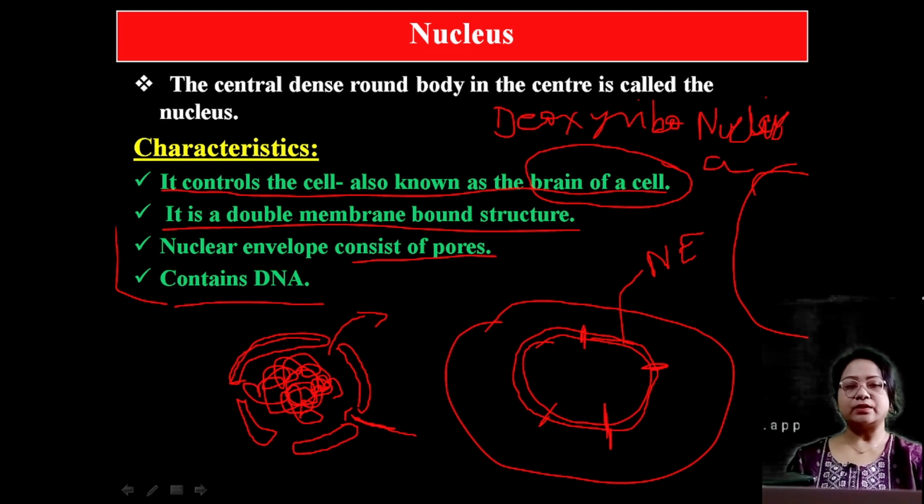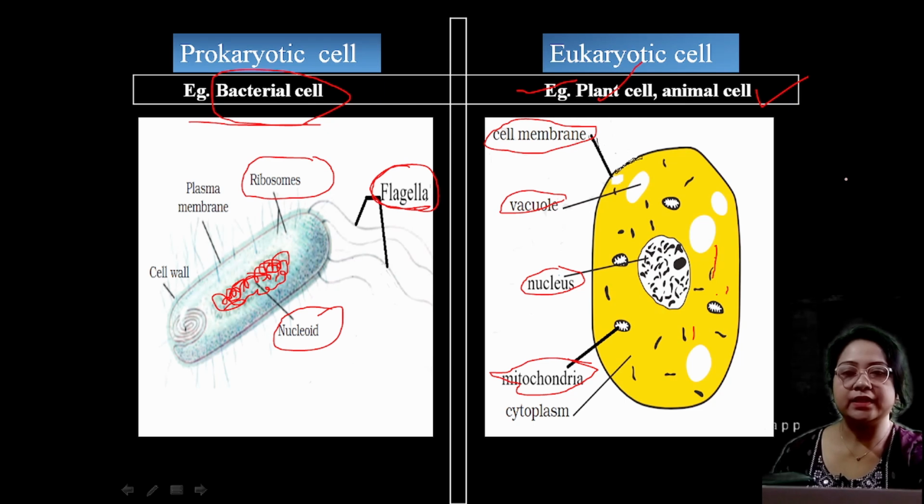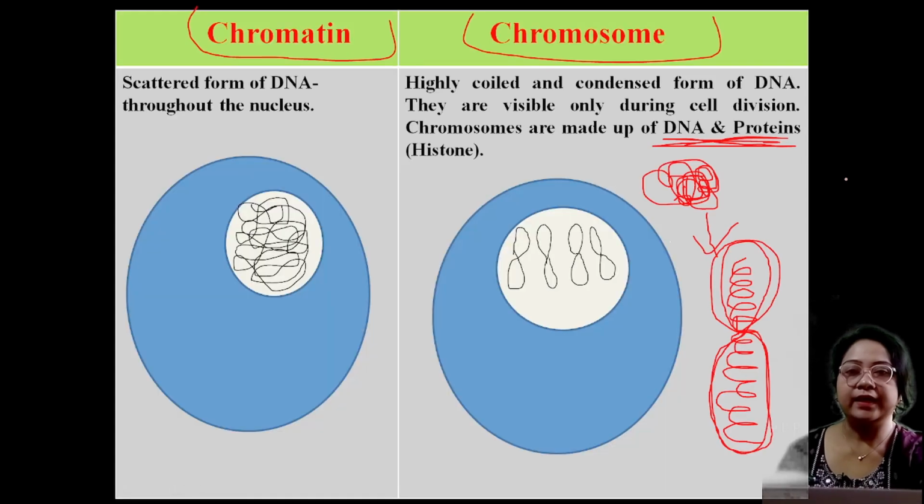Then this nucleus contains the genetic material, or the DNA. Based on the presence and absence of a nucleus, cells are divided into two types, the prokaryotic cell and the eukaryotic cell. As we have seen in the diagram, what the prokaryotic cell consists of or does not consist of, and what the eukaryotic cell consists of, I already explained. Then the next was the characteristics of DNA and its functions, then what chromatin and chromosomes are.